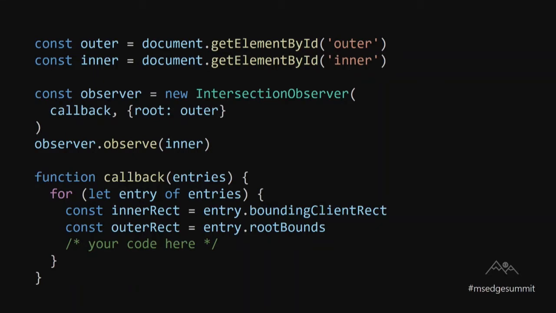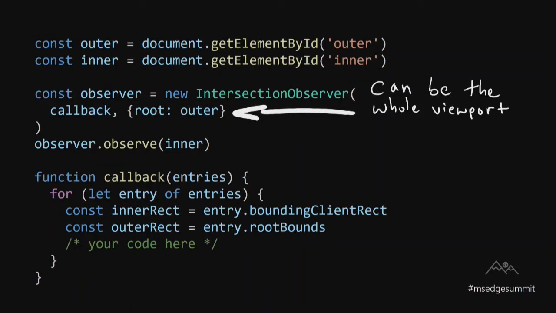So there are many, many things I love about this API, but just a few things quickly that I love about it in particular. First off, if you want, the outer div can actually just be the whole viewport. If you just want to know when something comes into view or out of view, you can do that.